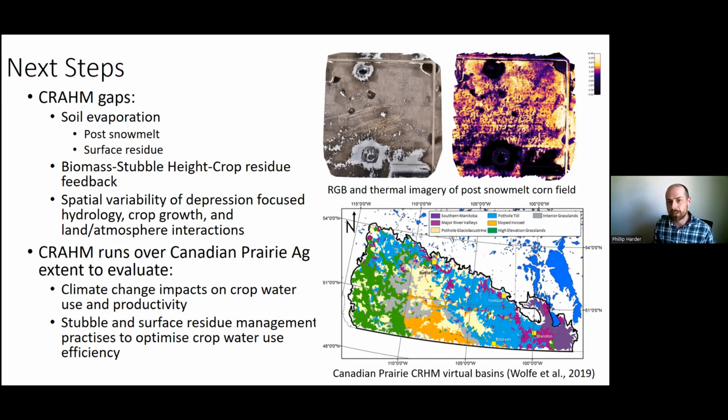And as we resolve some of these questions, we're going to be running it over the Canadian Prairie ag extent to look at some of the impacts of climate change on crop water use and productivity. And then as well to start looking at some stubble and surface management practices that we can use to try and optimize crop water use efficiency, to try and address some of the resilience questions as we move forward with climate change rearing its head. So I'll stop there for now.